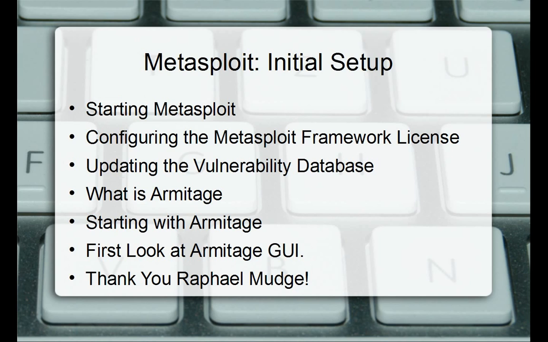So then once we get our license, we're going to want to issue the MSF update command to update to the newest, latest, and greatest database of vulnerabilities and payloads and exploits and all that good stuff. Then we're going to learn a little bit about what Armitage is. I know I explained it just a little bit before, but we're going to poke around at the GUI of Armitage. We're not going to do any scans just yet. Just going to show you different options in the menus and stuff like that, and just the basic general overview and layout of it.